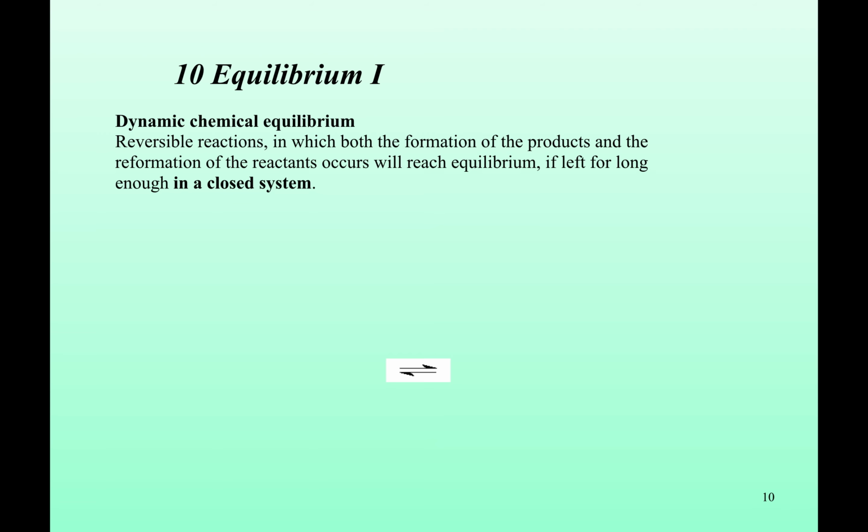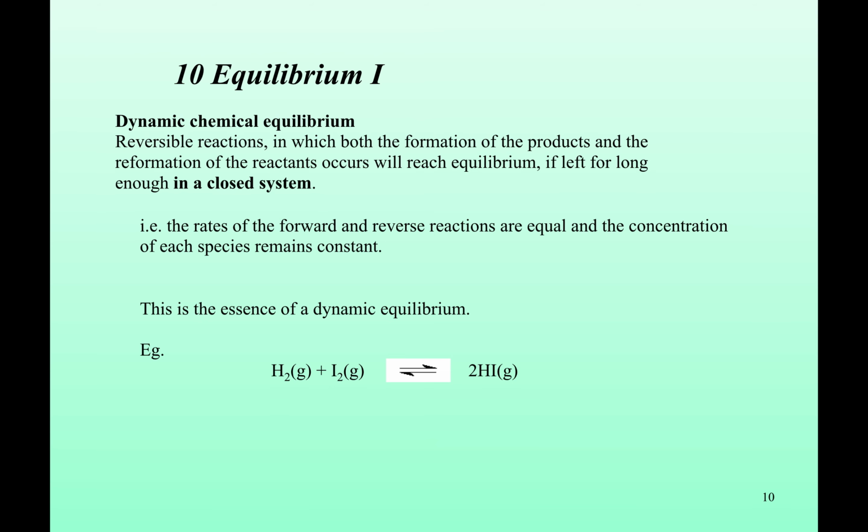Topic 10, equilibrium. Now, dynamic equilibrium. You remember from IGCSE that obviously you need a reversible reaction. If you've got a closed system and the reaction is reversible, if you leave it for long enough, it will reach equilibrium. It might be very, very slow, but it will get there in the end. So, essentially, dynamic and equilibrium we need to define, don't we?